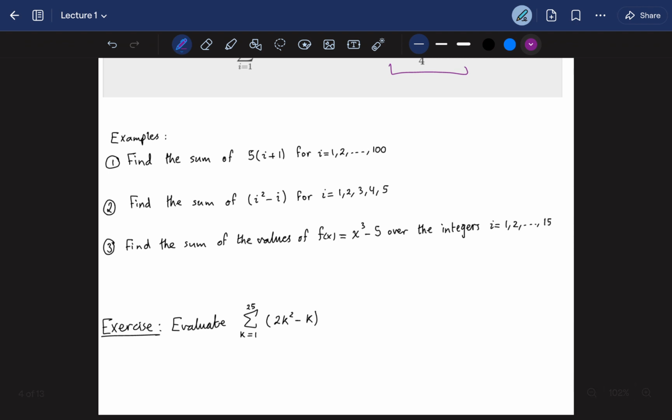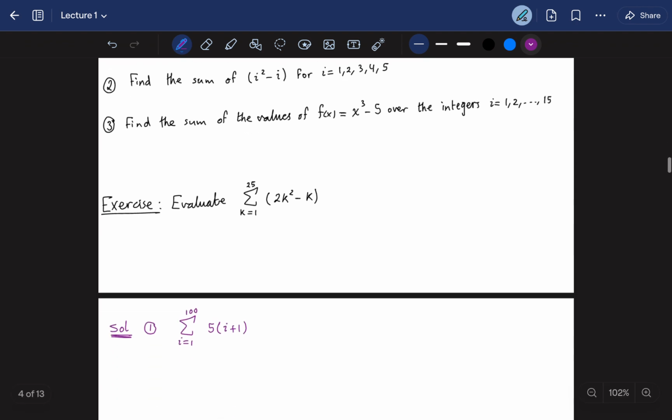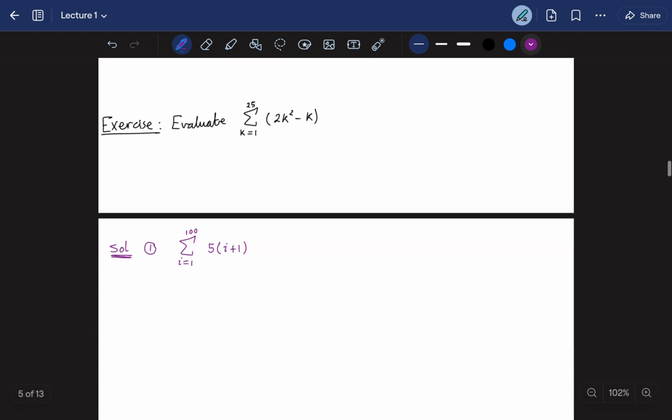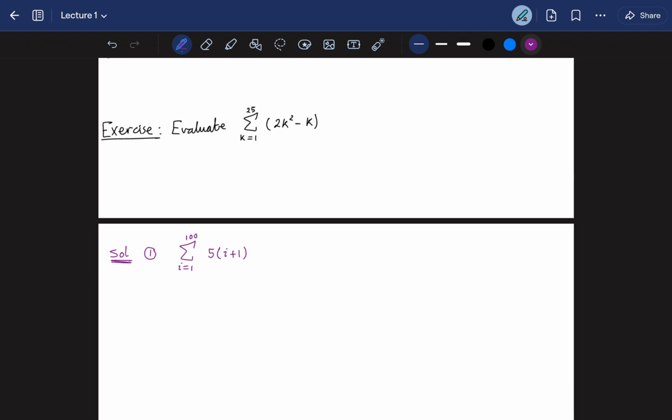For example, if I want to find the sum of 5 times I plus 1 for I equals 1 up to 100. Obviously, if I want to add all of these terms, it's going to take a long time because I have 100 terms. So what we do here is use my properties and one of the rules to find this sum directly. First of all, using property number 1.2, I can easily take the constant out of my sum.